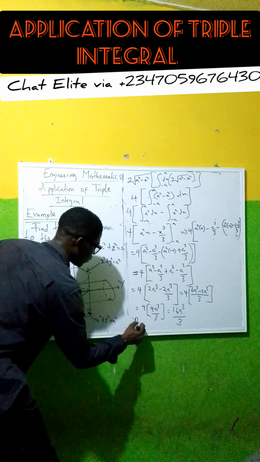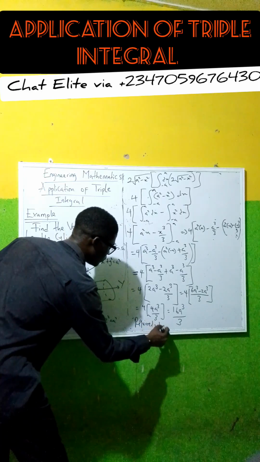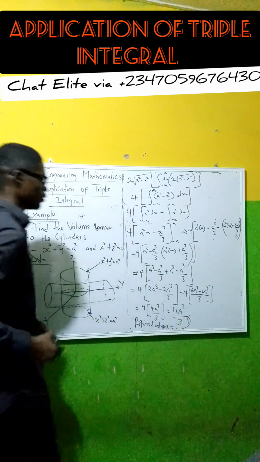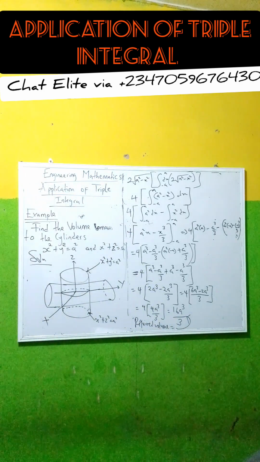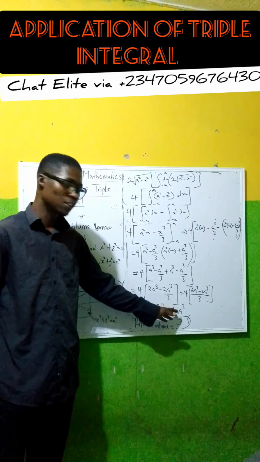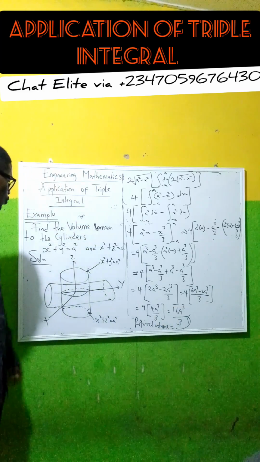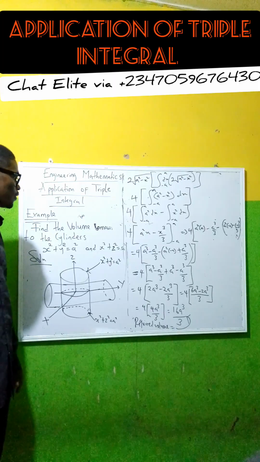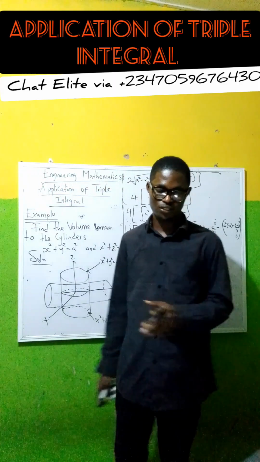Therefore, our required volume is equal to this. So that is our final answer. Our required volume ends up to be 16a cube over 3. So I believe you understand this question. It is not really hard. It just looks like abracadabra, but it is not very hard.